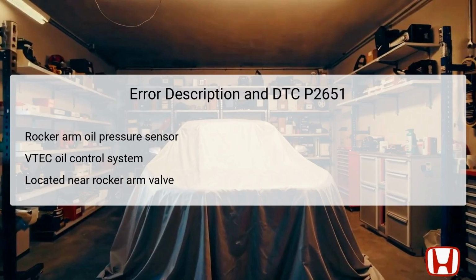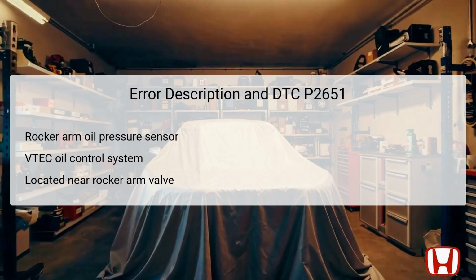The error code P2651 signifies that the rocker arm oil pressure sensor output remains low even when the rocker arm oil control solenoid is engaged. This sensor is integral to managing the variable valve timing and lift electronic control (VTEC) system, which enhances engine performance by adjusting valve timing. When functioning correctly, it allows the PCM to receive accurate pressure readings and make timely adjustments.